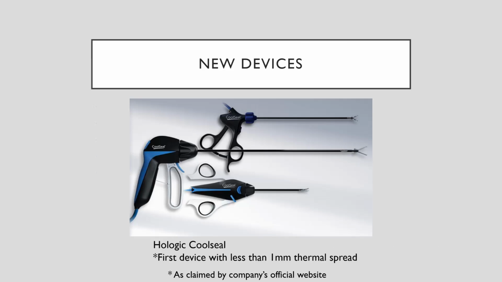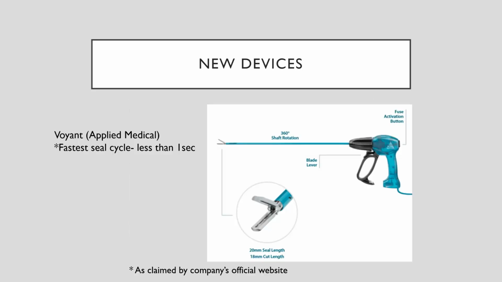So coming to new updates and newer devices, many companies are trying to improve these variables and offer you newer ways and more technologies. For example, here is Hologic Cool Seal, which is the first device that claims to have less than 1 millimeter thermal spread. Now, of course, all these things are according to what the company website says, and you have to understand it may vary depending on what tissue you use it on.